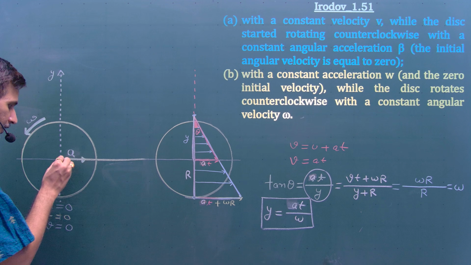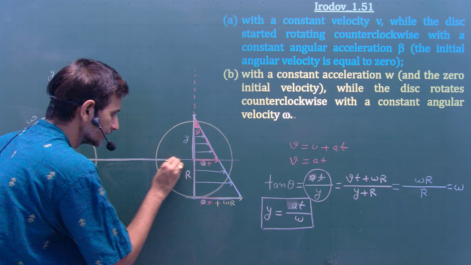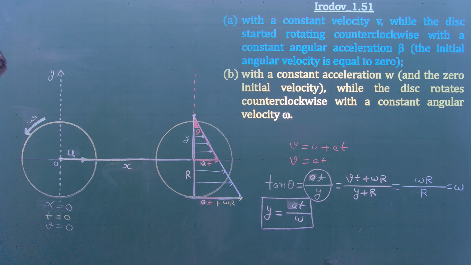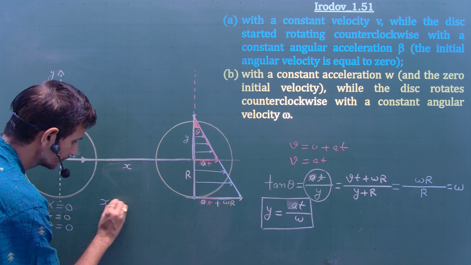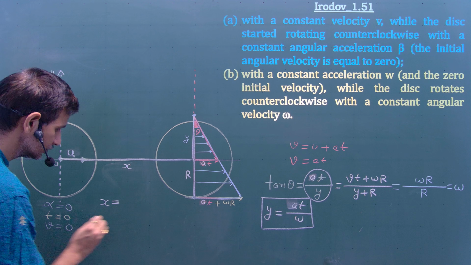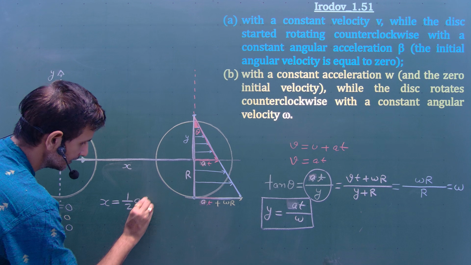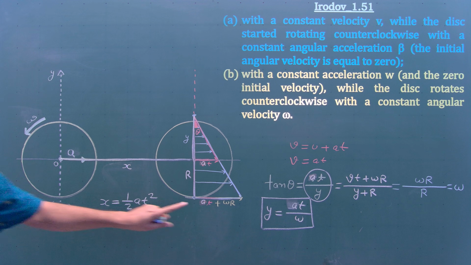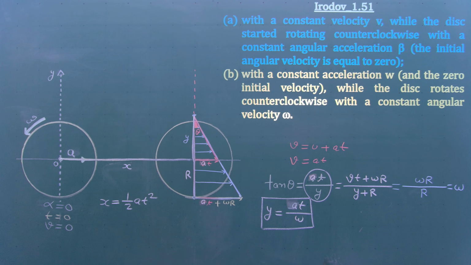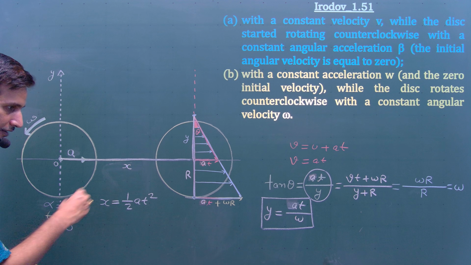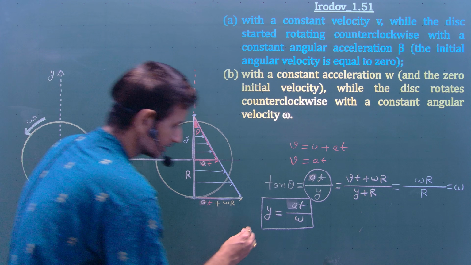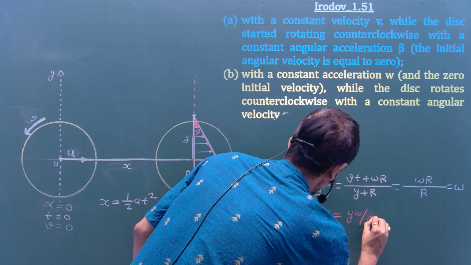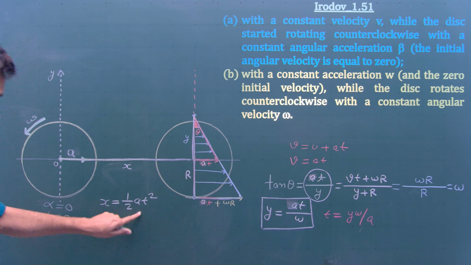What is the x coordinate? This distance is the x coordinate. How to calculate this distance? Just use the formula s equal to ut plus half at square. U is 0, so it is half a t square. So this is the x equation with time, and this is the y equation with time. So I have to calculate a relation between x and y. I write t as y omega divided by a and put it into this equation.